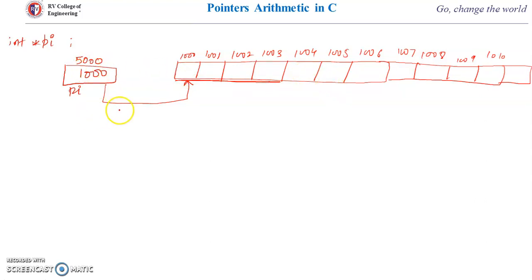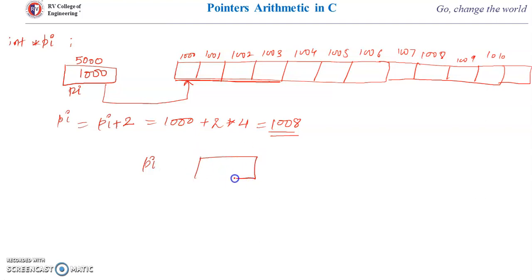So now if I say pi is equal to pi plus 2, this will be nothing but 1000 plus 2 into 4. So this will be 1008. That means now pi will be having 1008, and this is some address of pi. So now pi will be pointing to 1008 location. So that's how pointer arithmetic will be performed.